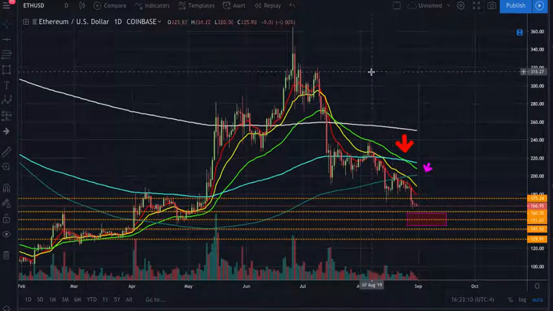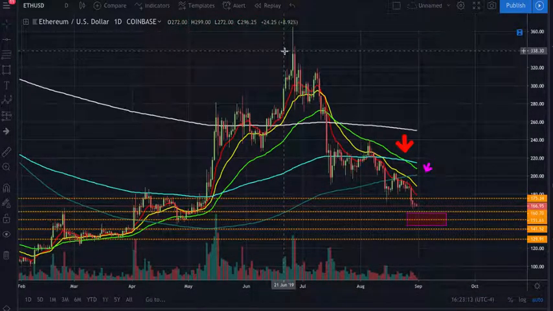Alright guys, appreciate you. I just wanted to take a look at one of the altcoins, Ethereum specifically, one that I know people pay attention to. It gives you a good gauge on the market, at least for the altcoins.